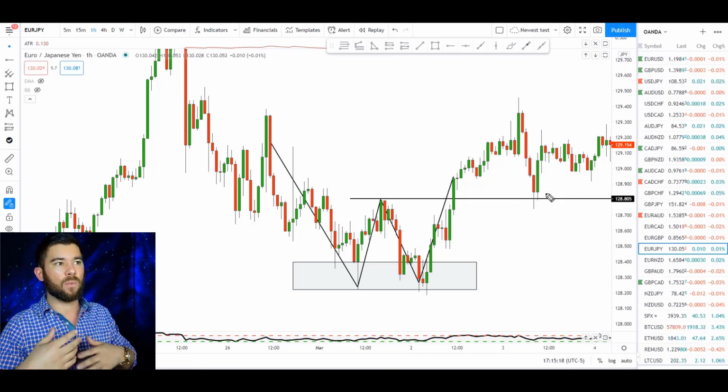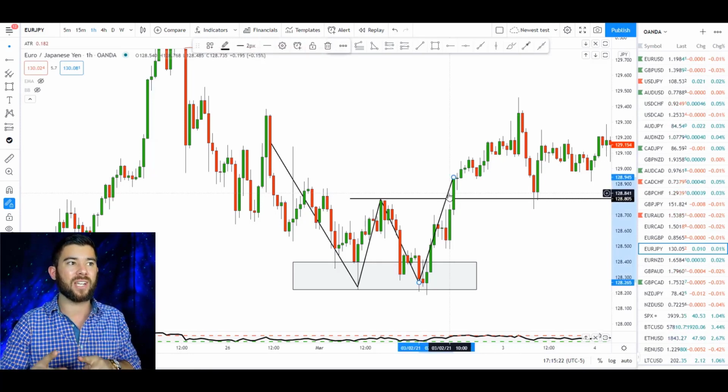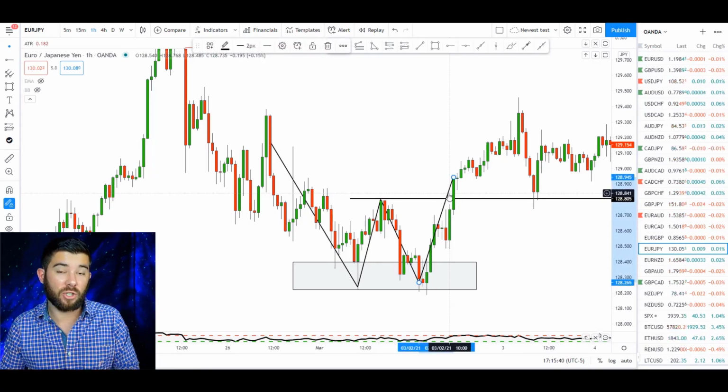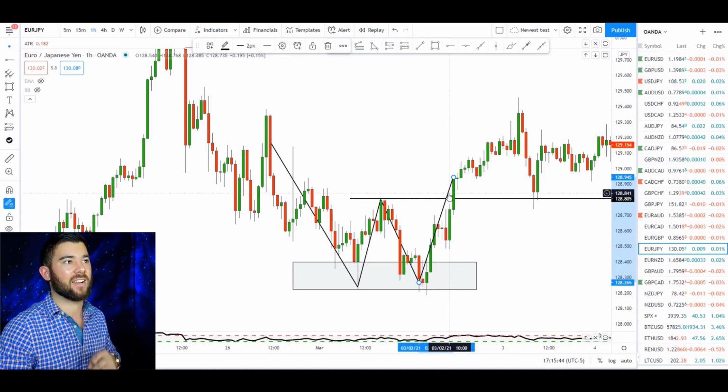So that is how we spot double bottoms. Let's go over how we spot double tops first, and then I'm going to talk about how I actually use these patterns to consistently make badass trades in my own trading. Let's check out a double top though.